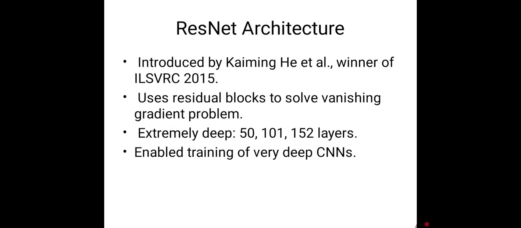Next is the ResNet architecture. ResNet was introduced by Kaiming He in 2015. It solved a major problem in deep learning, that is the vanishing gradient issue. It introduced the residual block, where the input is added directly to the block output through a skip connection. It allows the network to grow extremely deep, that is 101 to 152 layers. So ResNet became a breakthrough in deep learning training.